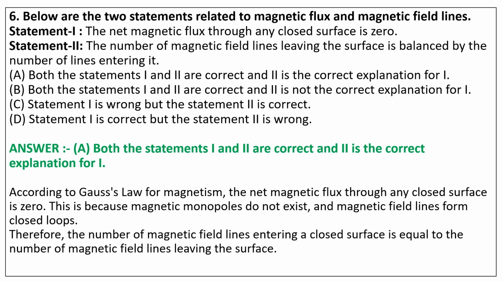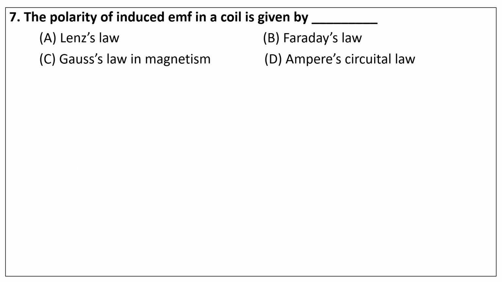According to Gauss's law for magnetism, the net magnetic flux through any closed surface is 0. This is because magnetic monopoles do not exist, and magnetic field lines form closed loops. Therefore, the number of magnetic field lines entering a closed surface is equal to the number of magnetic field lines leaving the surface.